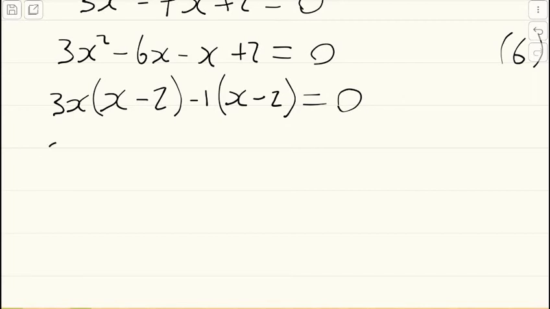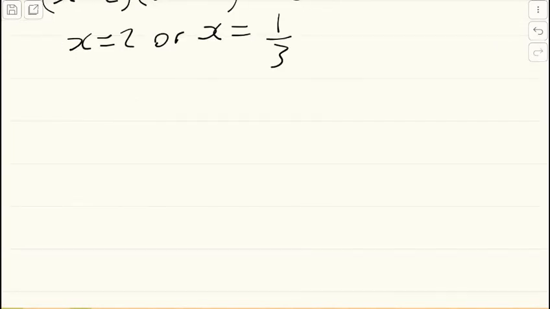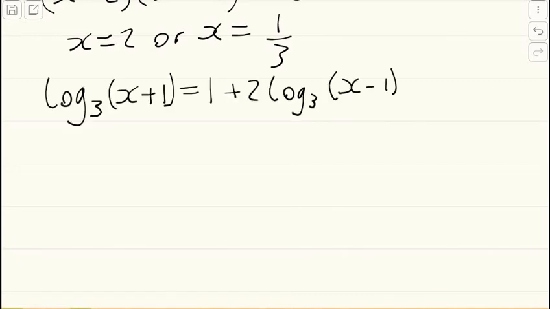Take out a factor of x minus 2. And then I'm left with 3x minus 1, which equals 0. Okay, and then from here I can see that my solutions are x equals 2 or x equals a third. And yet again, I must always be careful by checking with the question whether both these solutions are allowed. So I'm just going to rewrite the equation. Okay, great. So it does look like both of these values of x, 2 and a third, can be used.